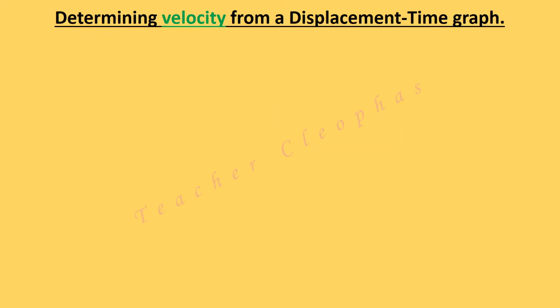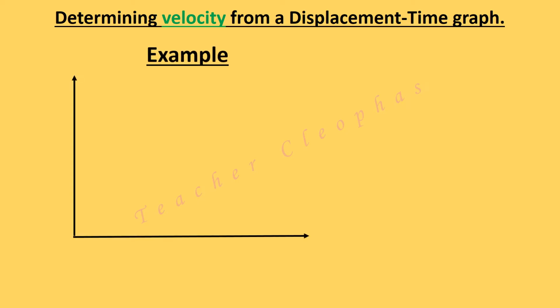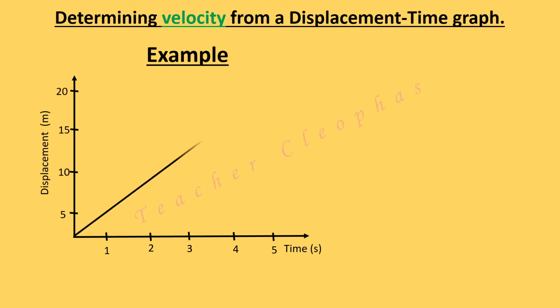Now let us discuss how to determine velocity from a displacement time graph. We're going to discuss this by use of an example, and this is the example we have: a displacement time graph. So we have the axis, then the scale, a straight line.